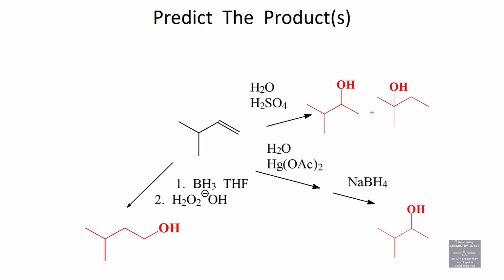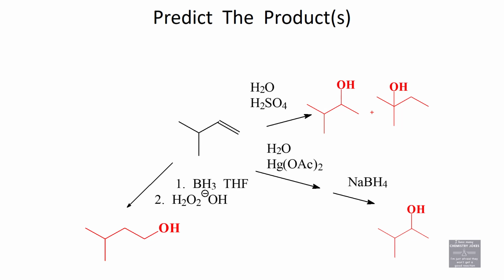The mercury has a complicated mechanism, and let's face it, mercury makes you crazy. So I choose mercury sometimes, but I really choose mercury if I want Markovnikov and I don't want to deal with any rearrangements. The last one, the hydroboration oxidation, I choose that if I need an anti-Markovnikov alcohol.